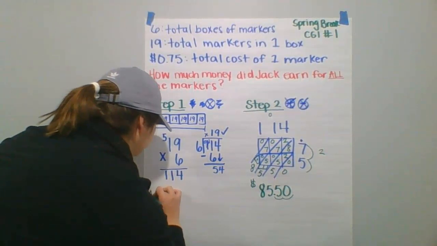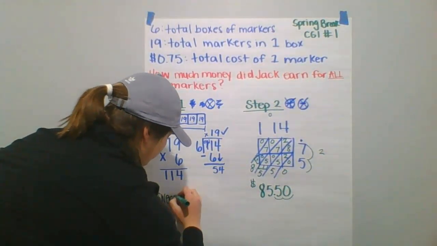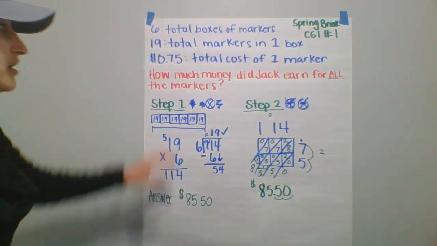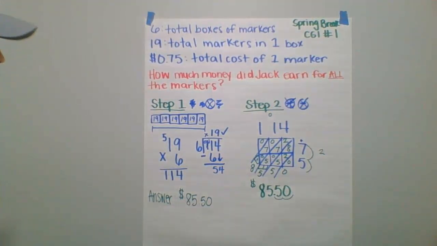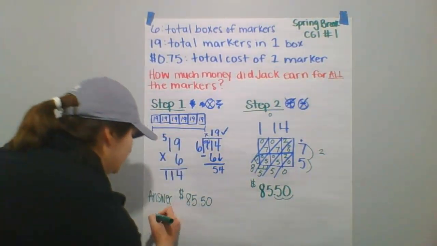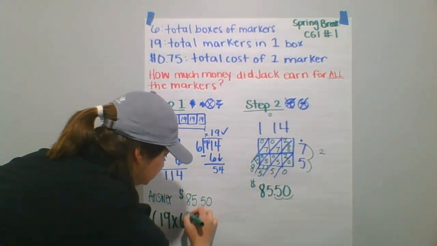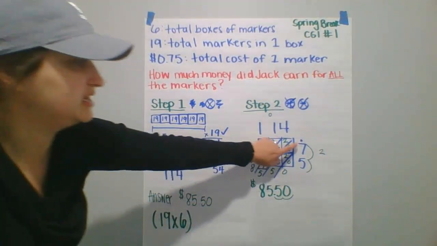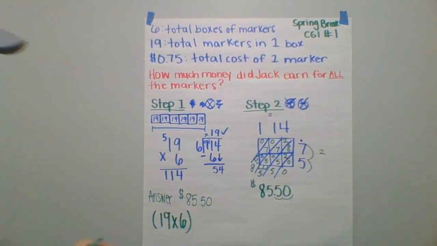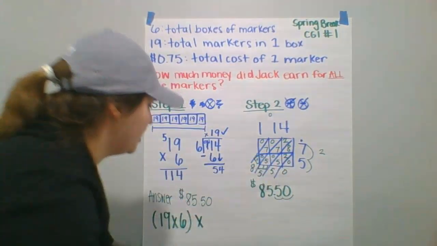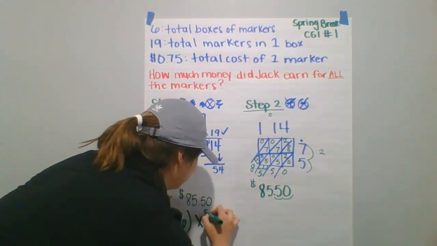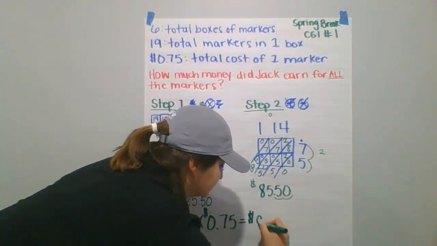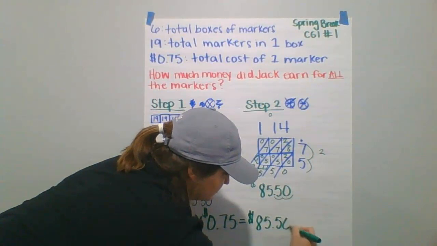So for our answer, we have $85.50 that we are earning from our markers. And then our number sentence, we want to start with what we did first, which is going to be 19 times 6. And we want to put that in parentheses so we know to do it first. And then we're going to take the answer, which was 114, and we're going to multiply it by how much money each marker costs, which is 75 cents. And then that gives us a total cost that we're going to earn, which is $85.50.